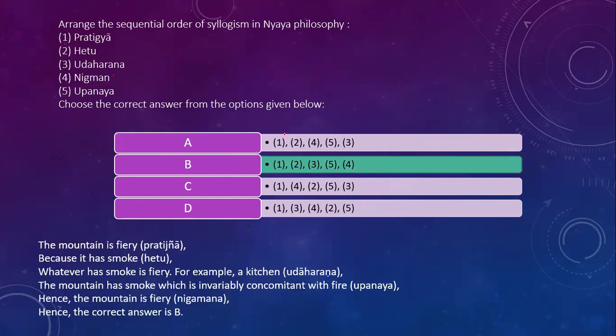That's the correct order. Here you can see: the mountain is fiery, pratijna, because it has smoke, hetu. Whatever has smoke is fiery, for example a kitchen, udaharana, where we give an example. The mountain has smoke which is invariably concomitant with fire, upanaya, inference through our previous knowledge. Hence the mountain is fiery, nigamana. That is the conclusion. So this is the correct sequence.